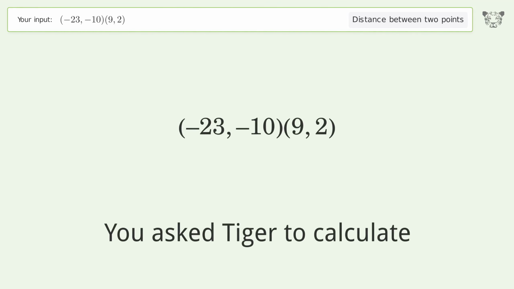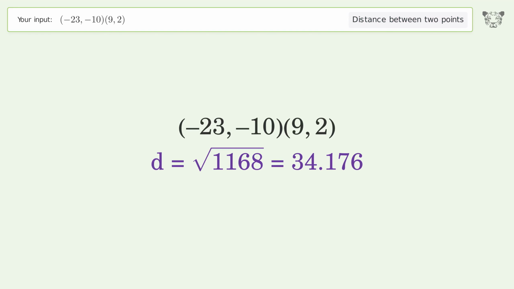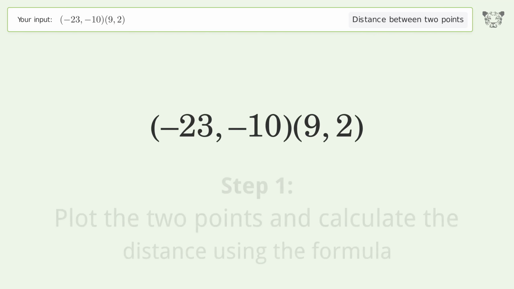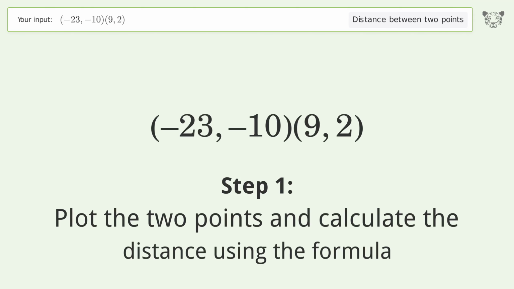You ask Tiger to calculate. This deals with the distance between 2 points. The distance between the 2 points is the square root of 1168, or 34.176. Let's solve it step by step. Plot the 2 points and calculate the distance using the formula.